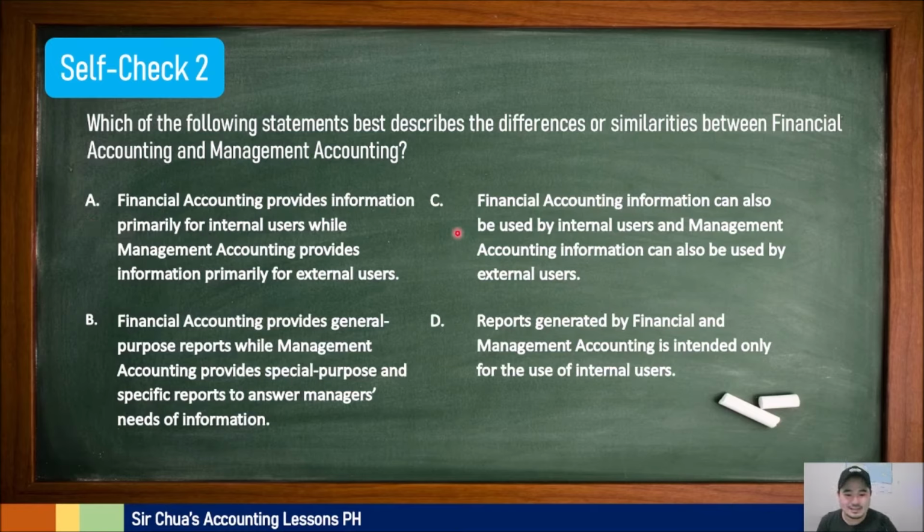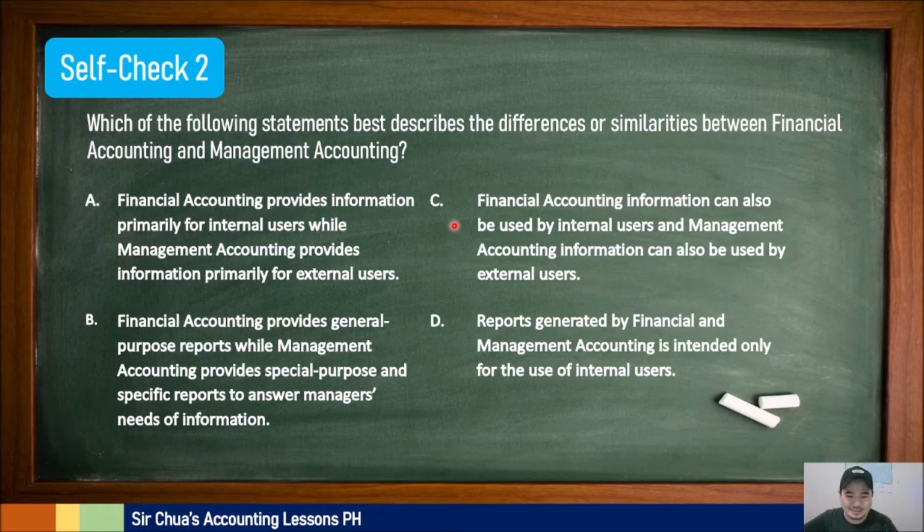Okay, next. Letter C. Financial accounting information can also be used by internal users, and management accounting information can also be used by external users. Check carefully. Your first phrase is correct. Financial accounting information can also be used by internal users. That's true. Owners and managers can look at their own FS, right? However, management accounting information can also be used by external users? No, no, no. Management accounting is specifically only for owners and managers.